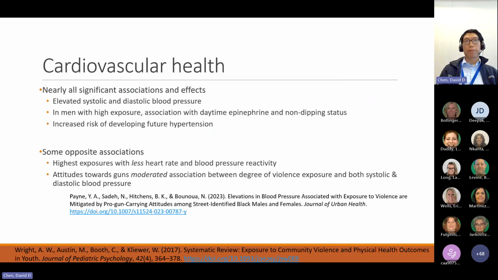Cardiovascular health has been described increasingly so, and nearly all of the studies done show significant associations. Community violence exposure is followed most commonly by an increase in blood pressure, typically systolic and diastolic, with effects that can be persistent.